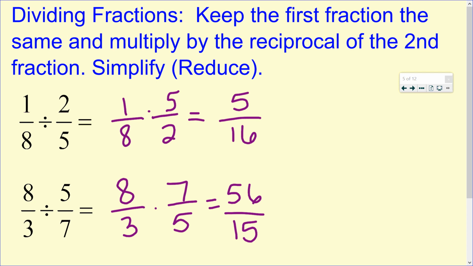I don't think so. Here's a quick way to check. Does 3 go into 8 or 7? So it's not going to go into 56. Okay. All right. So that's all we can do.